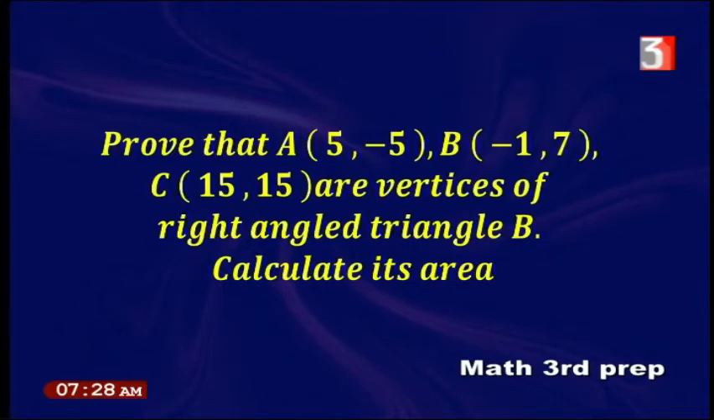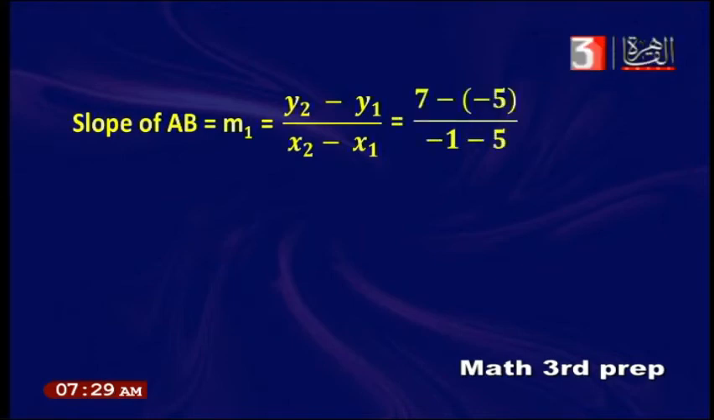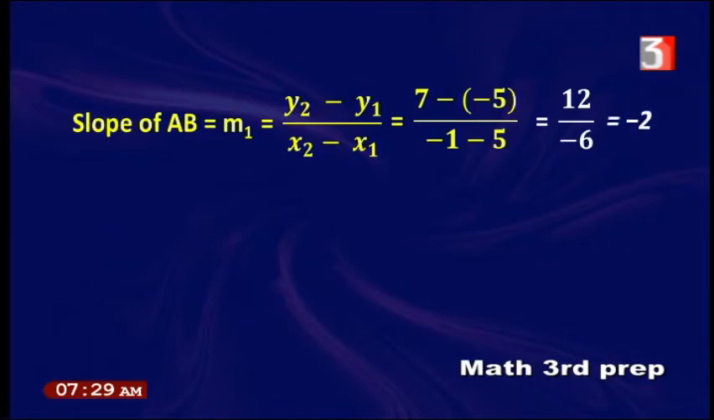If multiplied by each other equals negative 1, so they are perpendicular. And in this case, we can say that this triangle is a right angle triangle. So, first of all, slope of AB, it is m1, which is equal to y2 minus y1 over x2 minus x1. It is equal to, by substituting, 7 minus negative 5 over negative 1 minus 5 to obtain a result as 12 over negative 6, which is equal to negative 2.